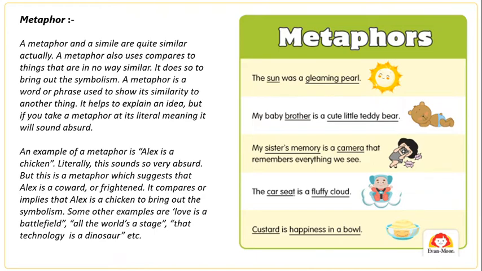So we'll see some more interesting examples of metaphors. The sun was a gleaming pearl. Here there is a comparison between the sun and the pearl, but notice that there is no word like or as. Next, my baby brother is a cute little teddy bear. So my baby brother is as cute as a little teddy bear, but the word as is not used there. My sister's memory is a camera that remembers everything we see. So the sister's memory is as good as a camera.